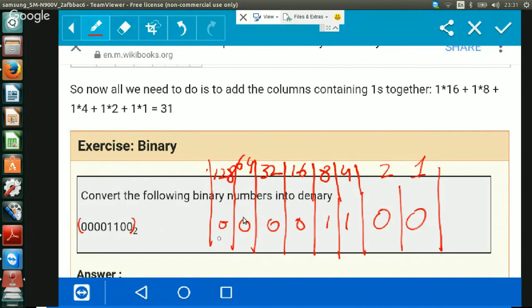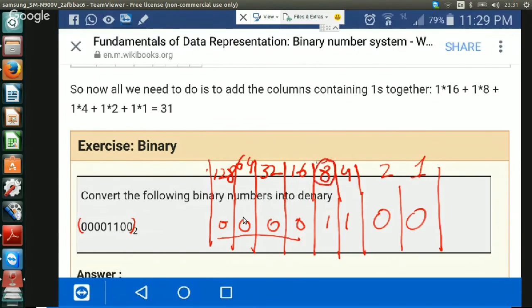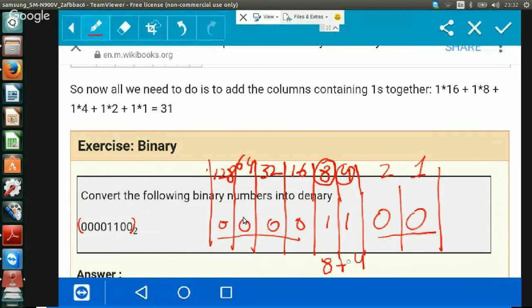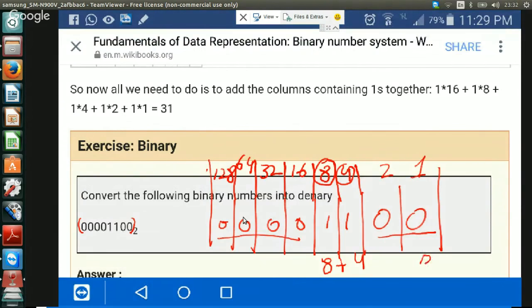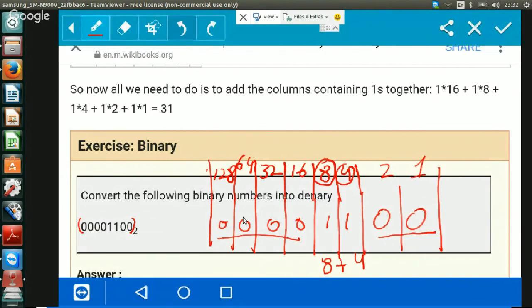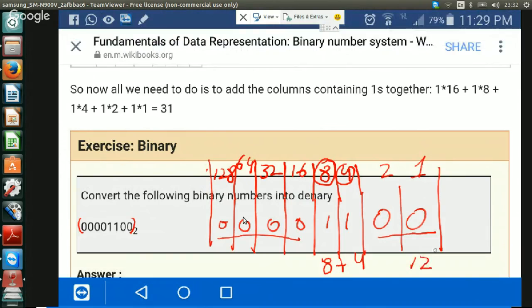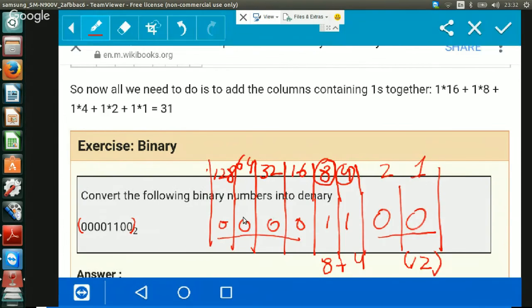So these all are zeros, so no concern. They are doing no addition. This 8 has 1, so we're gonna take this 8. This 4 has 1, so we're going to take this 4. And then we have the zeros, so just leave them as it is. So 8 plus 4 is equal to what? It's equal to 12. So 12 is the decimal equivalent of this whole number.